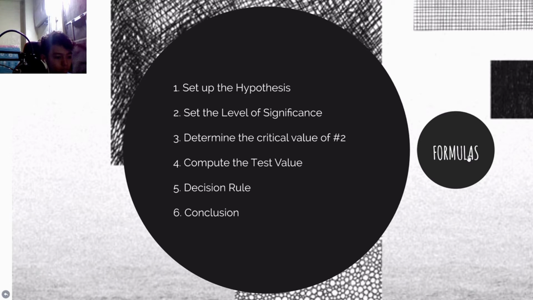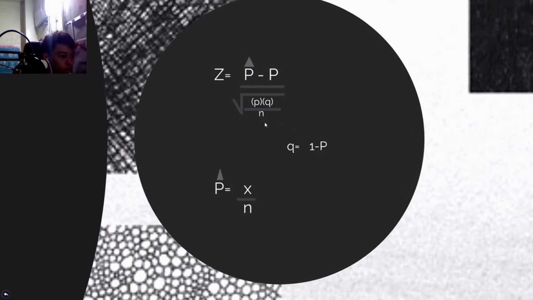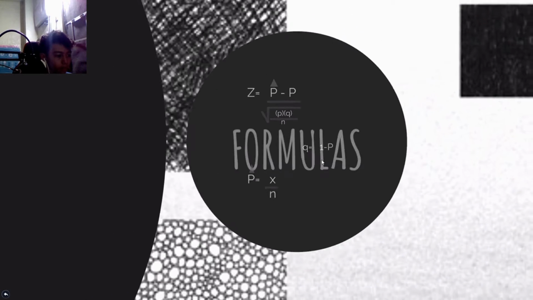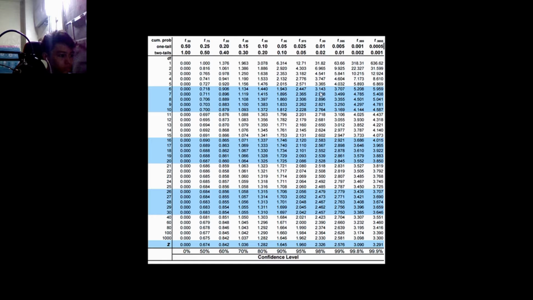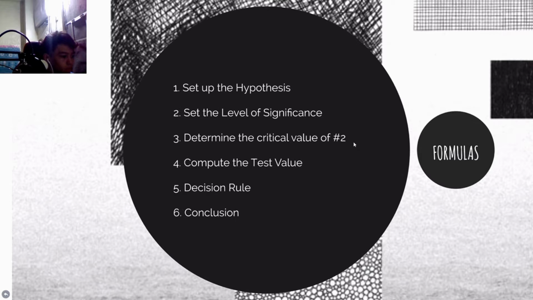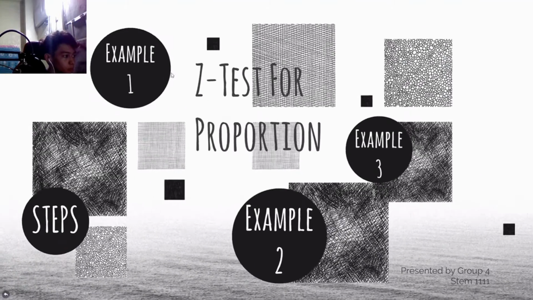Now here are the formulas we are going to use to solve the problem. And of course, we are going to use the t-table to determine the critical value. Now, let's get right into the problem.